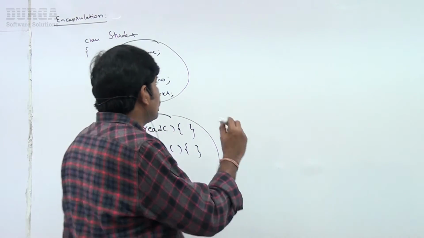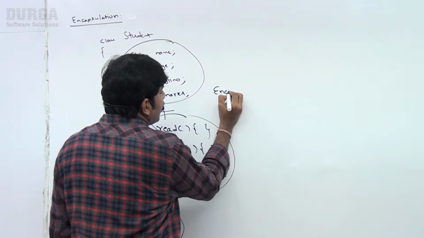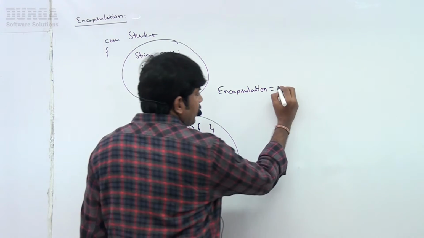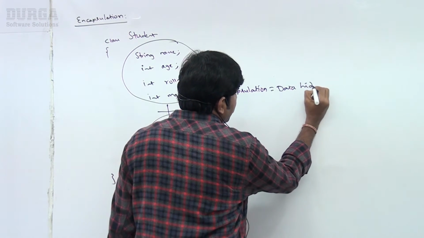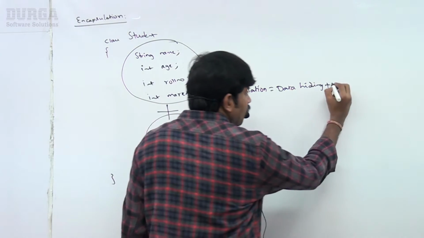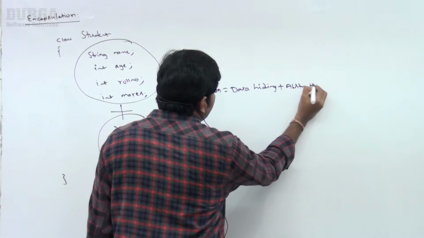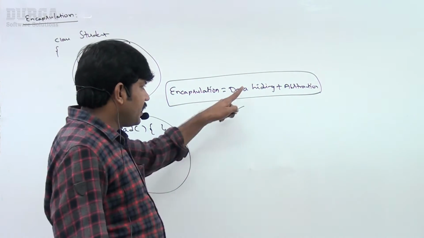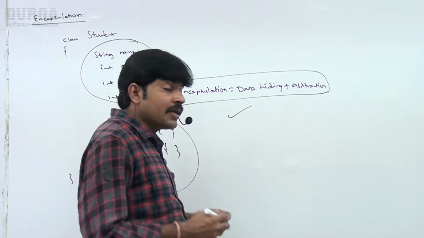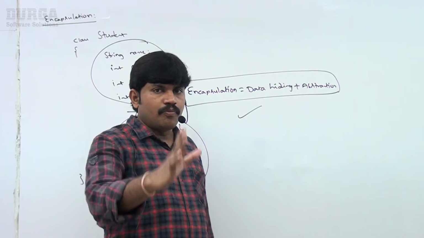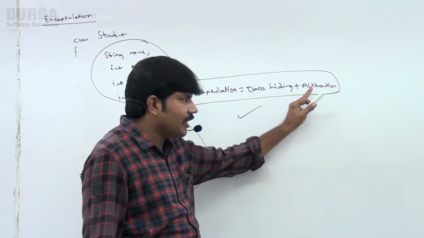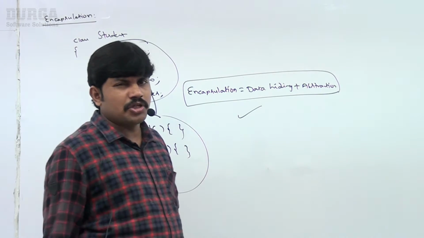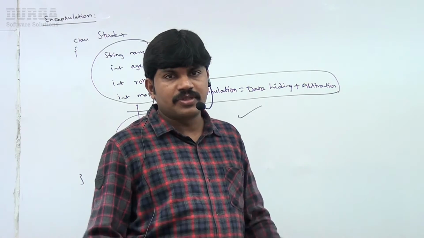Sir, now observe that I can use the word encapsulation. Encapsulation is equal to data hiding. Encapsulation is equal to data hiding plus abstraction. Data hiding plus abstraction itself is encapsulation, right? Data hiding plus abstraction itself is what? Encapsulation. So if any component follows data hiding and abstraction, that is nothing but encapsulation. That was theoretical. Okay sir, can you please explain a small program to demonstrate this encapsulation, right?